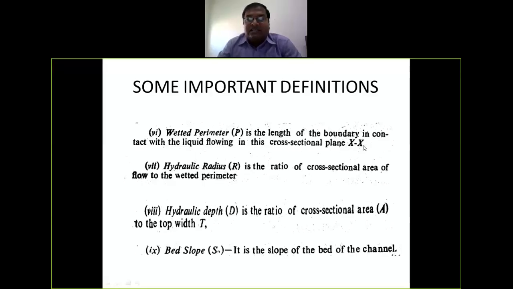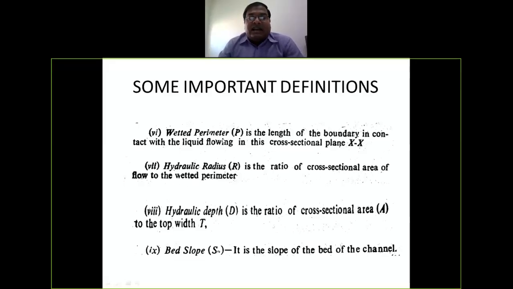So that is your wetted perimeter. Then what is hydraulic radius? R is the ratio of the cross sectional area of the flow to the wetted perimeter. Generally we denote it by R is equal to A by P, the cross sectional area A divided by the wetted perimeter, that we have discussed.